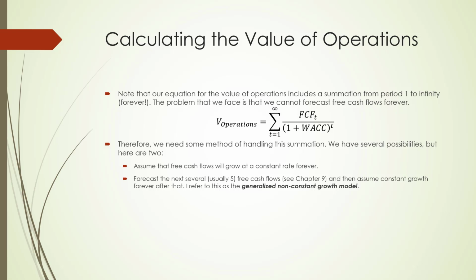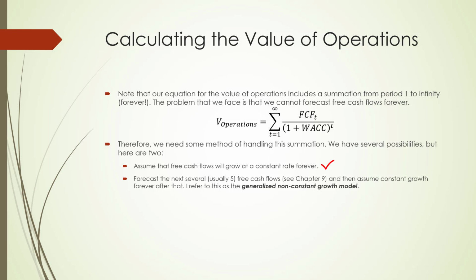Now, we have a little problem here. Looking at our value of operations formula again, the same one we've seen, notice that we are calculating the present value of the free cash flows from period 1 all the way out to period infinity. Clearly, we cannot add up an infinite number of free cash flows or present values of free cash flows. So we need some way to solve for the present value without having to add up an infinite number of present values. There's more than two choices, as we'll see in a little bit, but basically we have two choices.